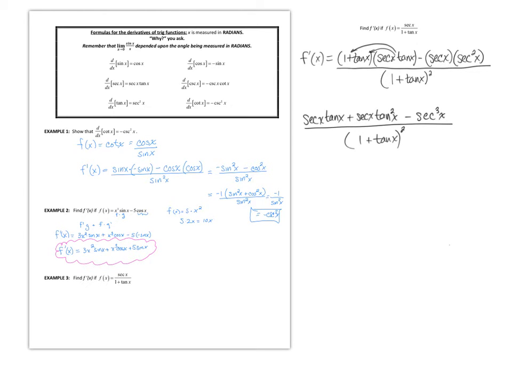And I think the only thing I'd do at this point is just notice that the numerator has a common factor of secant in it. So I'd probably take that secant out and be left with a tangent plus a tangent squared minus a secant squared. And in the denominator we have a 1 plus a tangent of x quantity squared. Now, there's an answer. It's perfectly acceptable. It seems to be pretty well simplified.